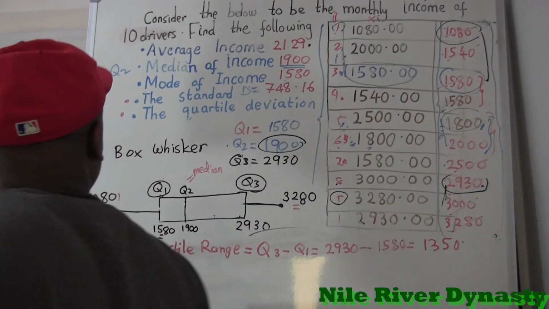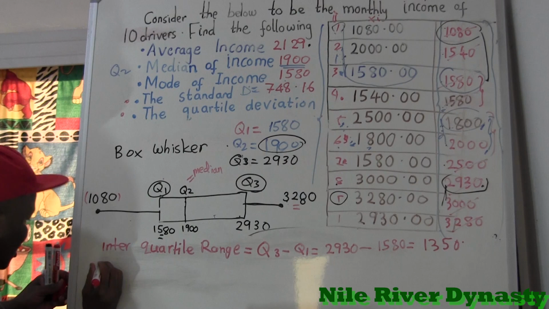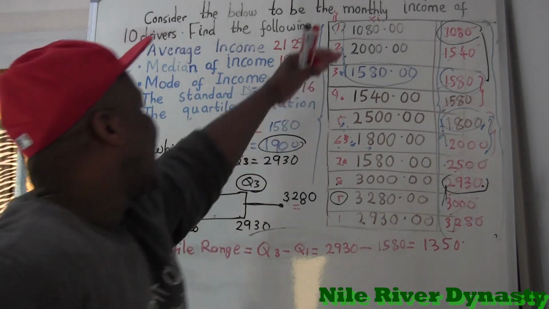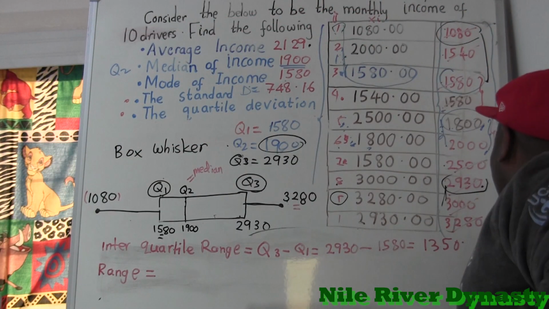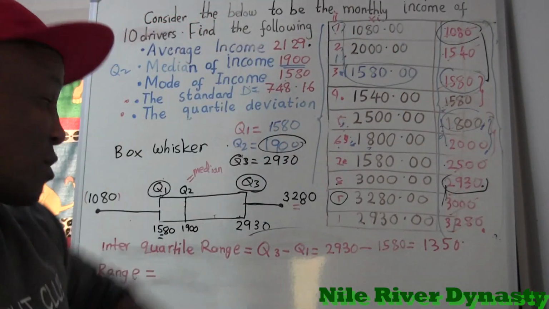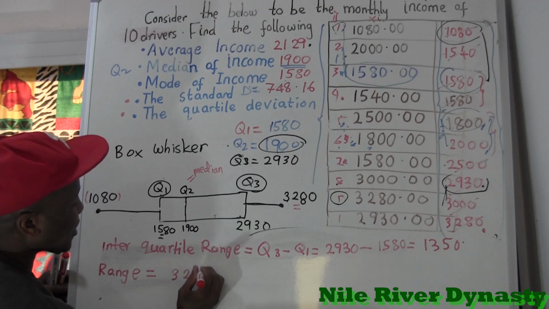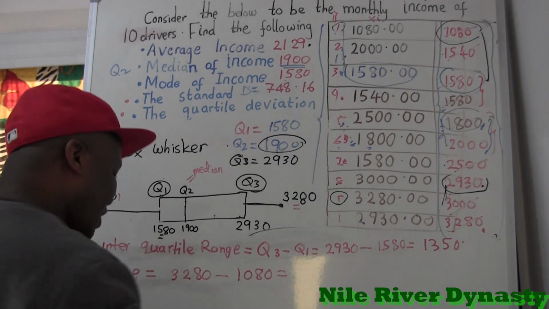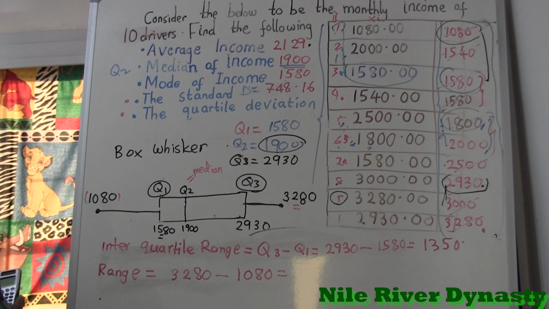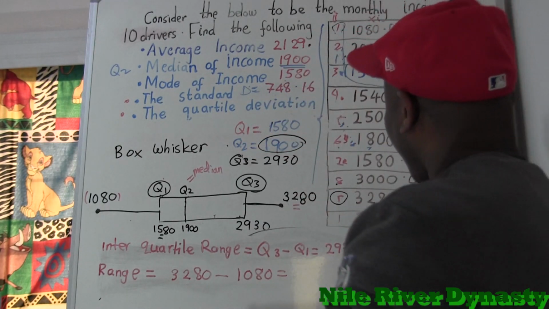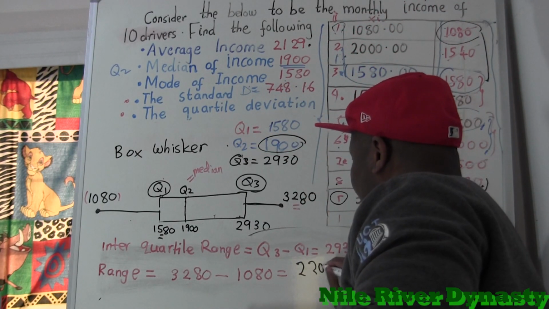Sometimes they ask you to find the range, just a range. So how do you get the range? Take the maximum data, look at the biggest number. The biggest number minus the lowest number is our range. So it's very important to arrange your data from the lowest to the maximum. So the range is 3280 minus the minimum data 1080. That is 2200. So the range equals 2200.